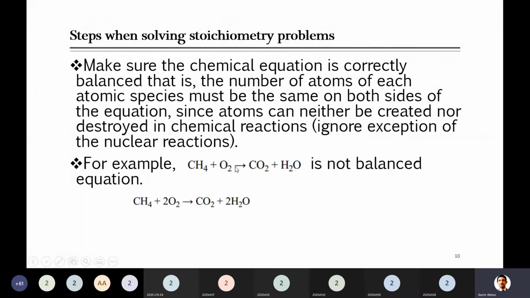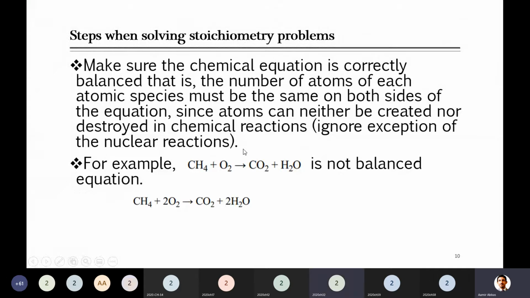Like you have this equation, CH4 plus oxygen. What is this? CH4 is methane, and its oxidation takes place, meaning burning of the methane, burning of fuel. During this, CO2 plus water are produced. So is this a balanced equation?